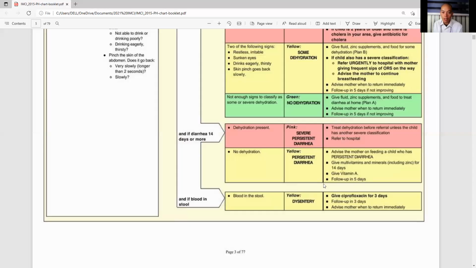That is what we take. Give vitamin A, follow up after 5 days. No diarrhea for 14 days. What if there is blood in stool? Blood in stool is dysentery. Cipro. Magbigay na po tayo ng Cipro for 3 days. Follow up in 3 days. Advise mother to return immediately. Okay? So dalawa na agad.